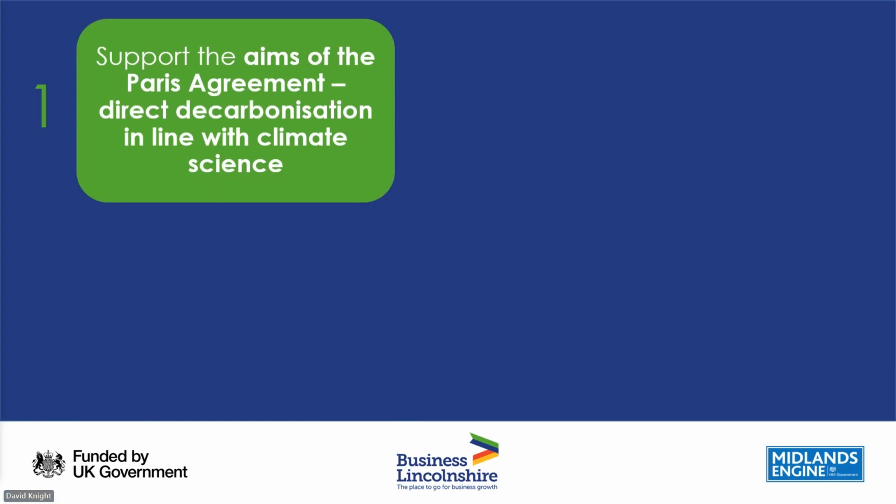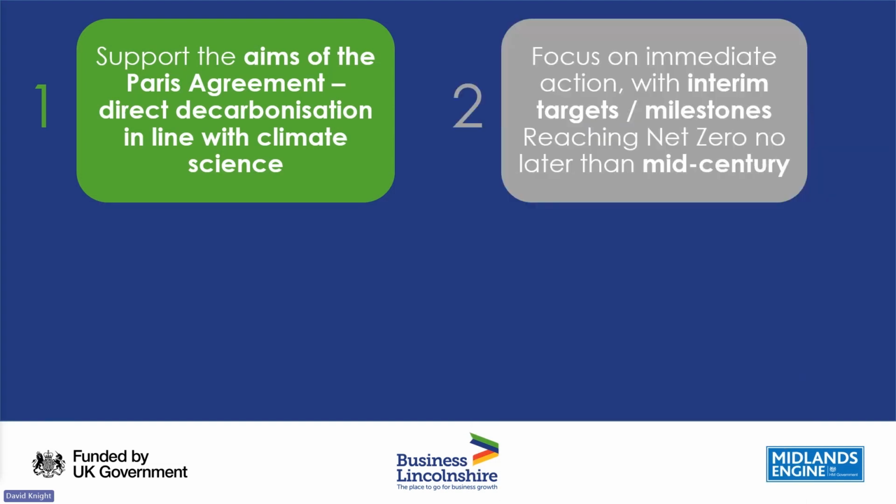So looking now at the approach to your net zero plan, as I said, the net zero plan wants to support the aims of the Paris Climate Agreement. So we're looking to decarbonize ourselves in line with climate science. To do this, we need to focus on actions with interim targets. So what can we do now, and what is the opportunity for us in the future? We really want to look at front loading our carbon reductions. So how can we decarbonize as quickly as possible now, and then leave the harder to decarbonize ones for the future as we wait for technology to change, etc.